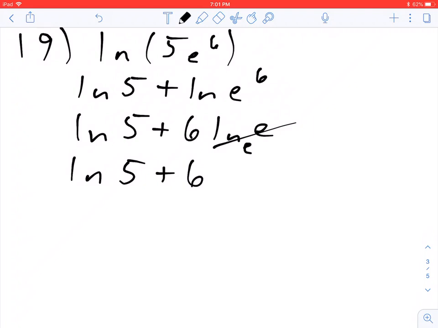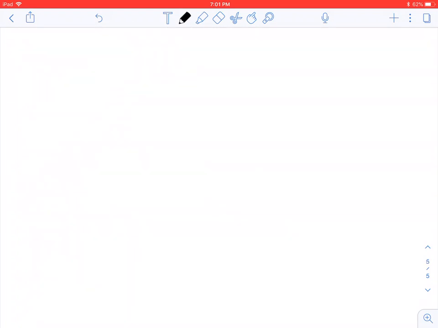Now, number 21, they asked you to find the exact value of the logarithmic expression without using a calculator. And it says if this is not possible, then state the reason. So I'm going to move on to another page. We have a full sheet here, 21.